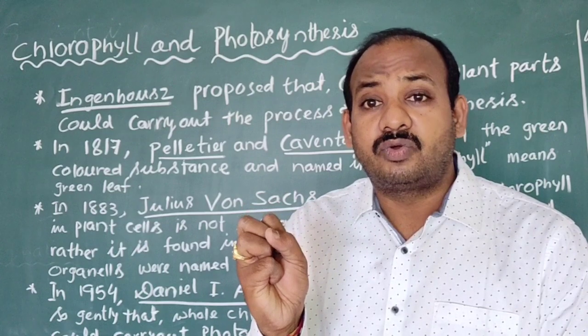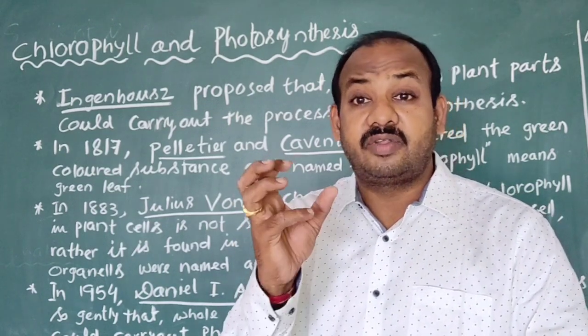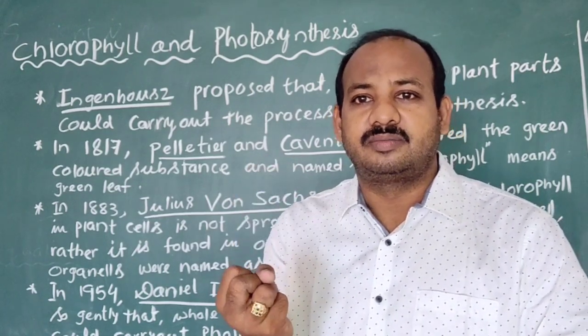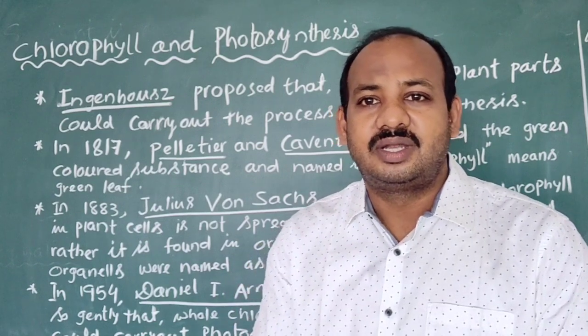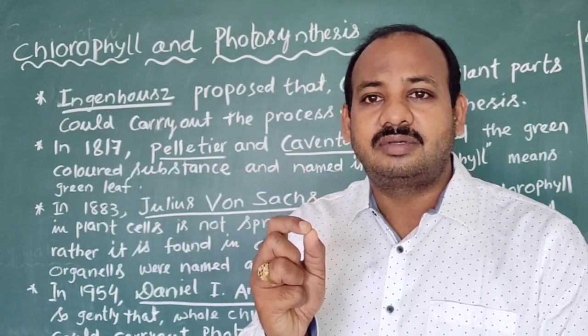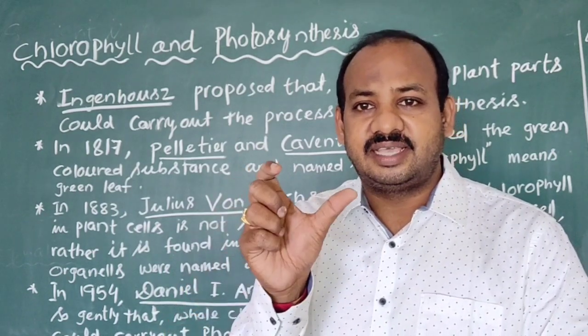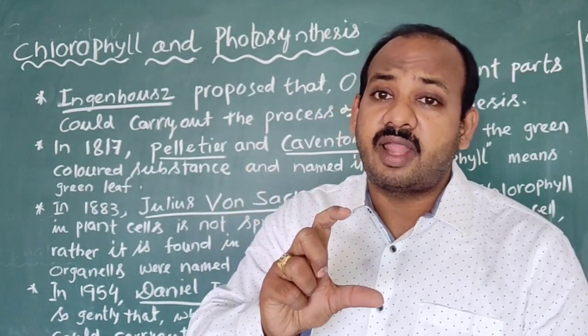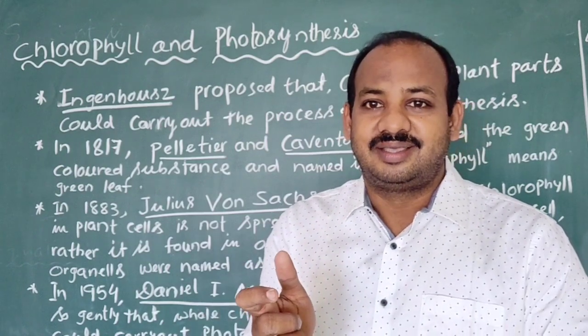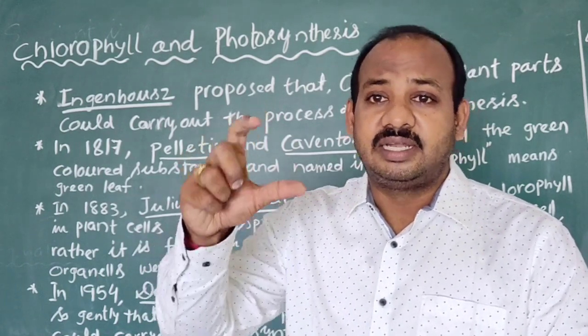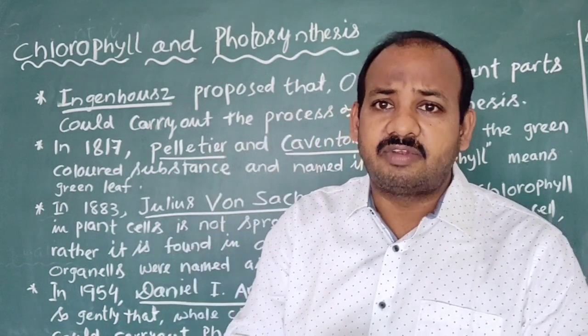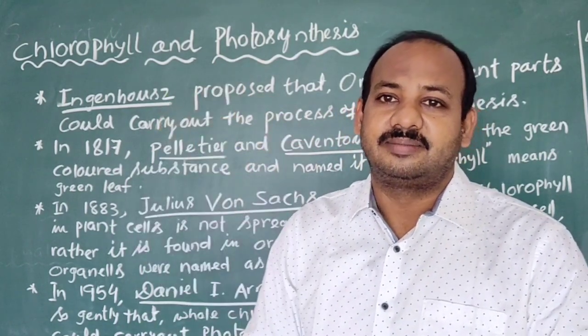Okay, children. So inside the chloroplast, there are different colored pigments, and different colored pigments can absorb light of different wavelengths. As I have already told you, different colors have different wavelengths and different energy. There is a relationship between the wavelength of light and its energy. Increase in the wavelength, decrease in energy. Decrease in the wavelength, increase in the energy.